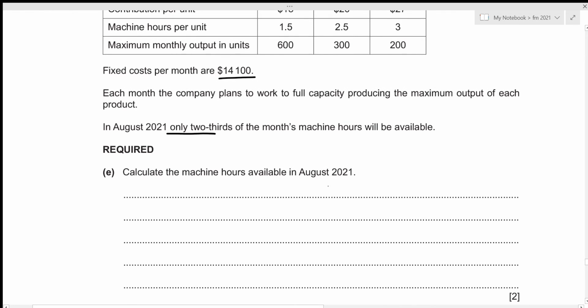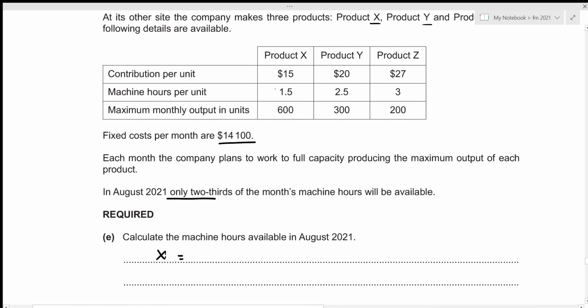Let's do that. So for X, we are told that the machine hour per unit is 1.5. So each unit requires 1.5 hours, and the total number of units is 600. So the total machine hours would be 1.5 times 600, right? And this gives the machine hours available for product X to be 900.